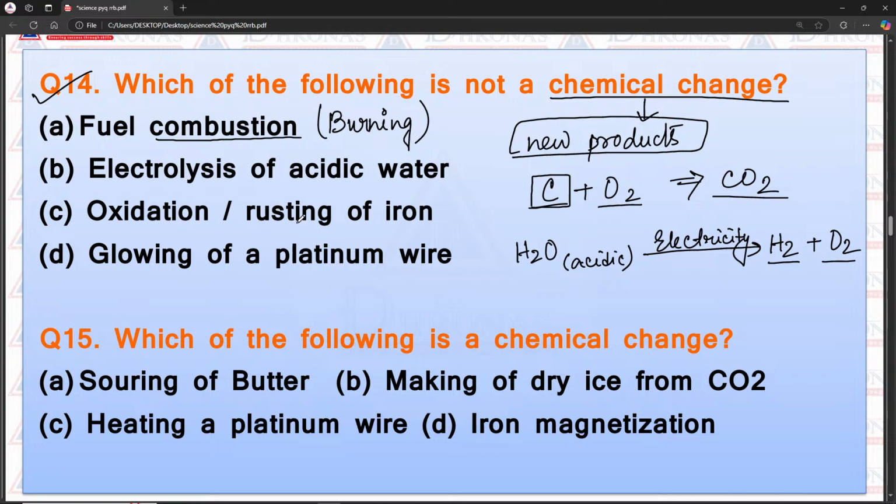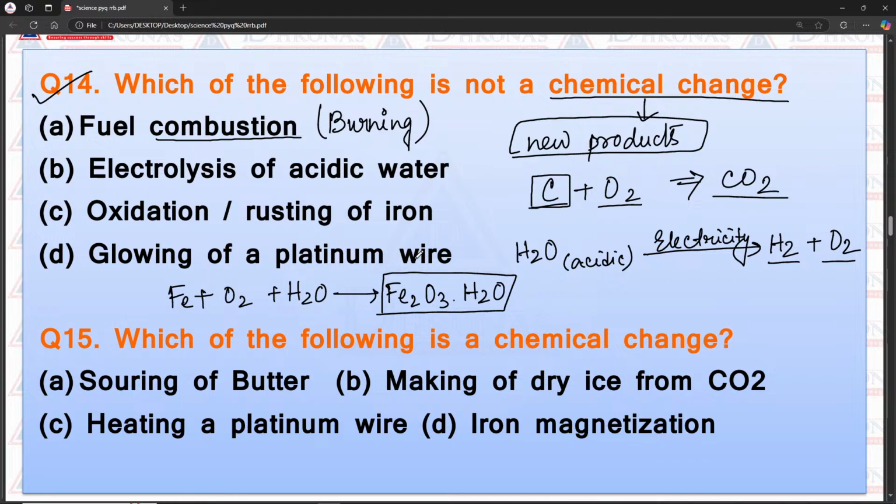Next one is oxidation or rusting of iron. When Fe, iron, comes in the presence of oxygen and water, what happens? It rusts. So it forms Fe2O3. This is the formula of rust, Fe2O3 and H2O. This is also a chemical change. Here iron reacts with water and oxygen to form iron oxide and water, rust. So rusting or oxidation of iron is a chemical change.